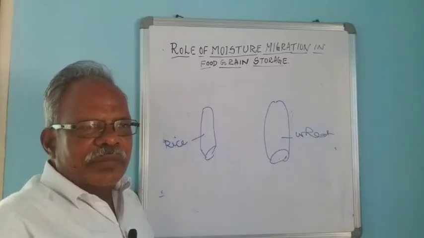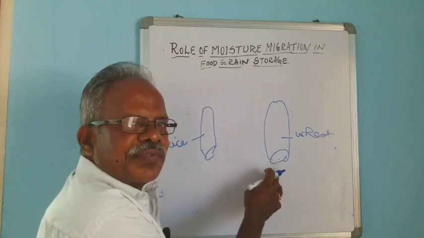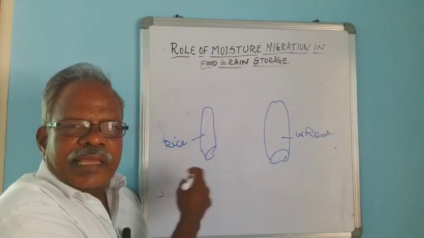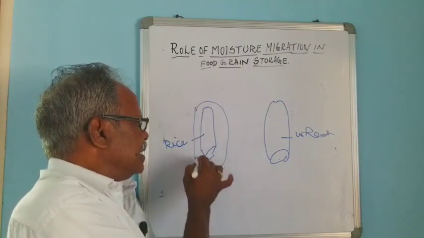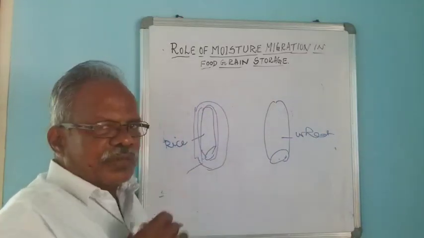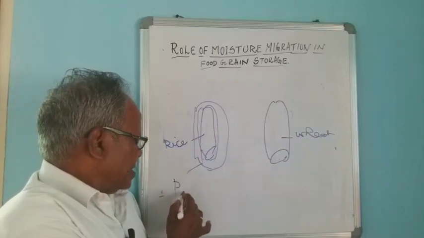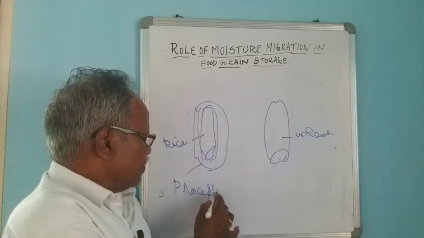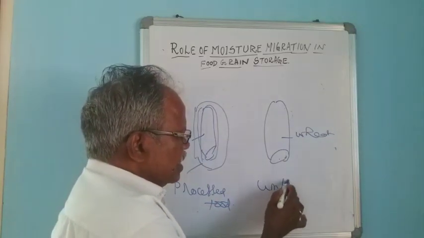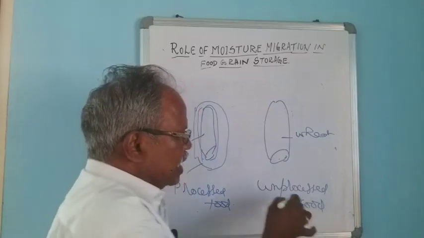After making it into rava, maida, atta, or suji, it is called processed food. Then in rice, the husk is removed, and then the bran layers are removed, so it is called processed food. Rice is called processed food, and wheat is called unprocessed food. We have to understand what is unprocessed and processed.